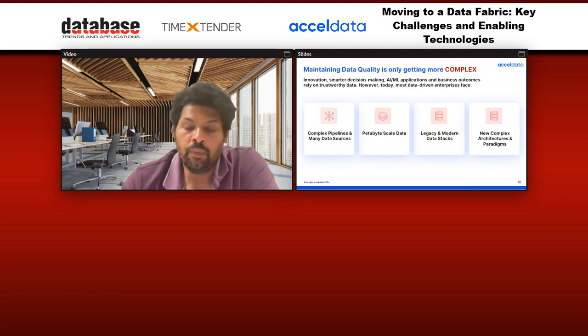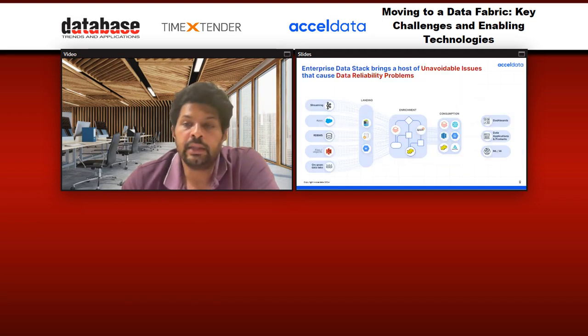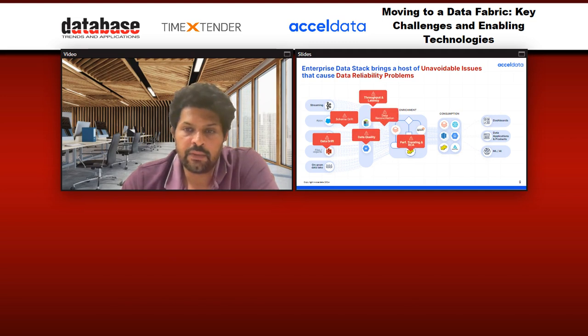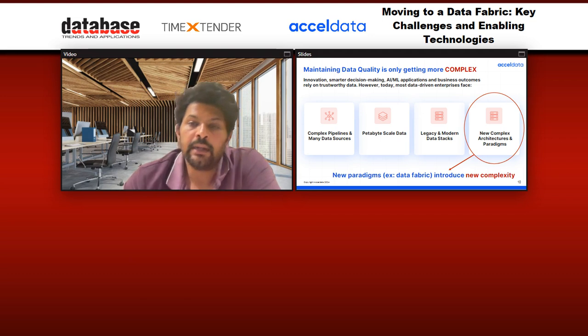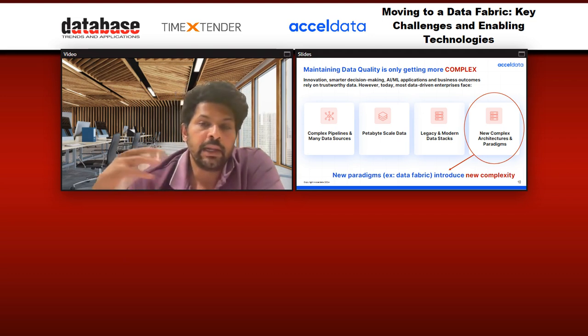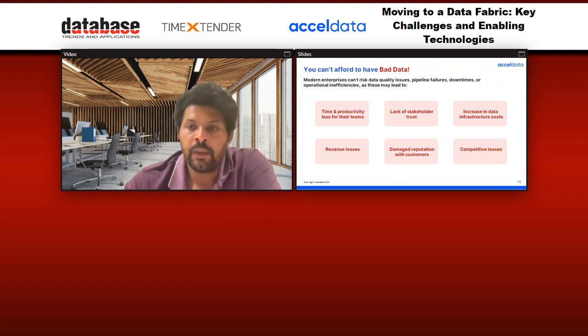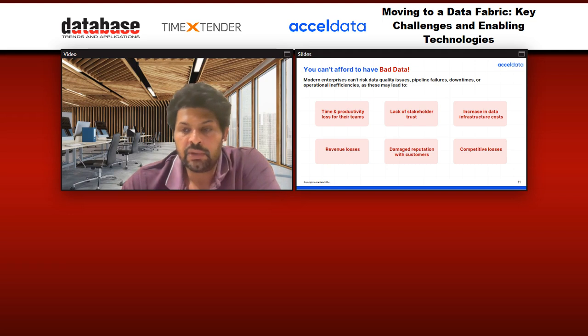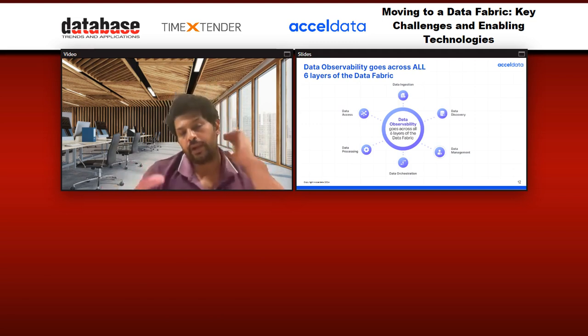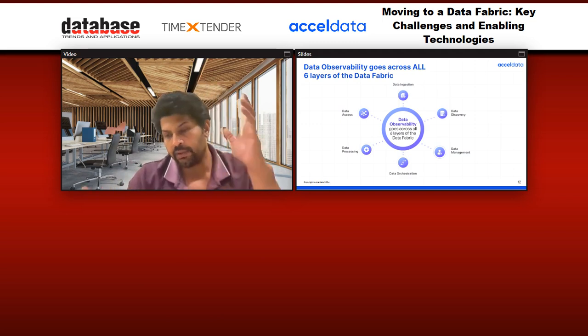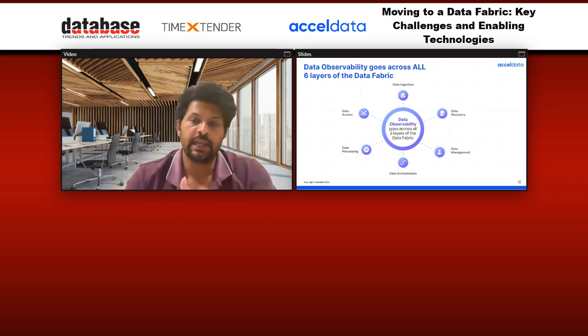More or less, the end result of errors during the pipeline is that maintaining data trust and data quality becomes more and more complex as new paradigms are added. The only way to solve this is to look at your data fabric, your data enterprise, your data team as a whole, and not in silos.